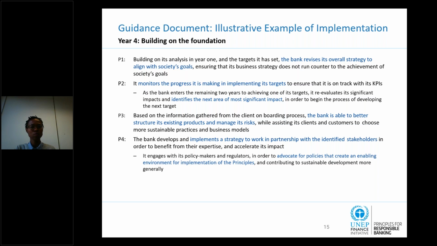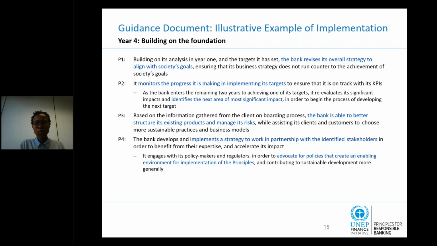And then on to Principle 4, around stakeholders. It implements a strategy to work in partnership with stakeholders. So not just engaging with stakeholders, but truly working in partnership with stakeholders, really benefiting from their expertise and really looking to accelerate impact as well. So, I guess taking that engagement to the next step and a more connected partnership. And then working through with policymakers and regulators to actually advocate for policies. So actually taking that step beyond around how national policies might be changed to create a more enabling environment for the implementation of the principles and contributing to sustainable development in a more general sense as well.